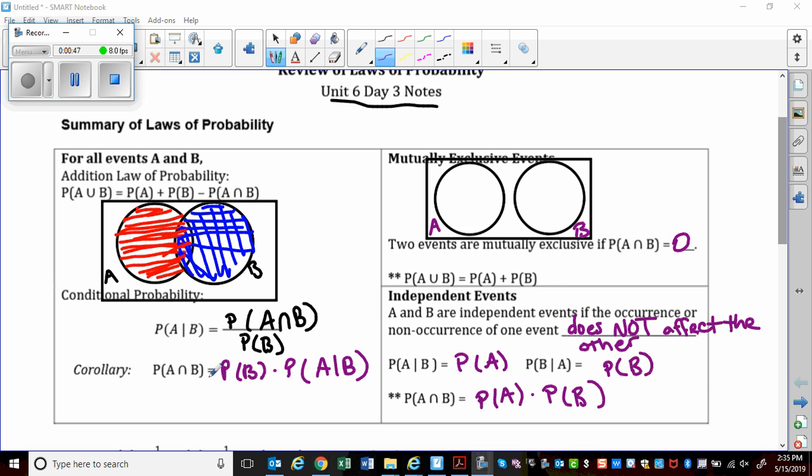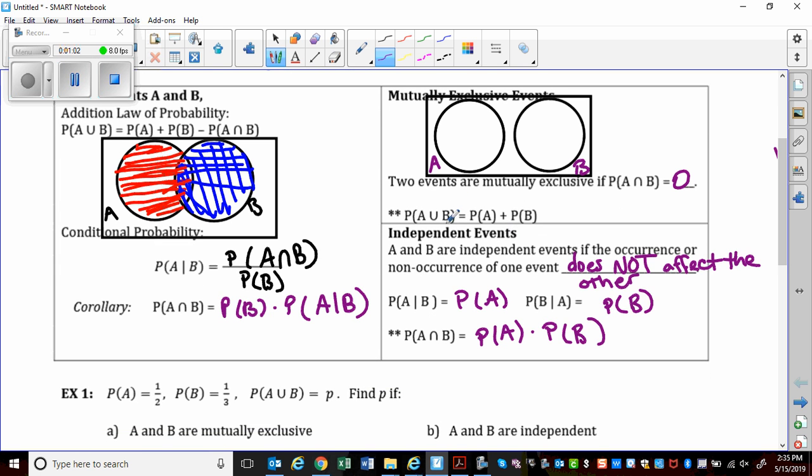This is just the corollary to that. Mutually exclusive events are when our Venn diagrams are completely separate. There's no overlap. So the probability of A intersecting B is 0. They're not touching. We have this formula also. The probability of A union B is just A plus B.